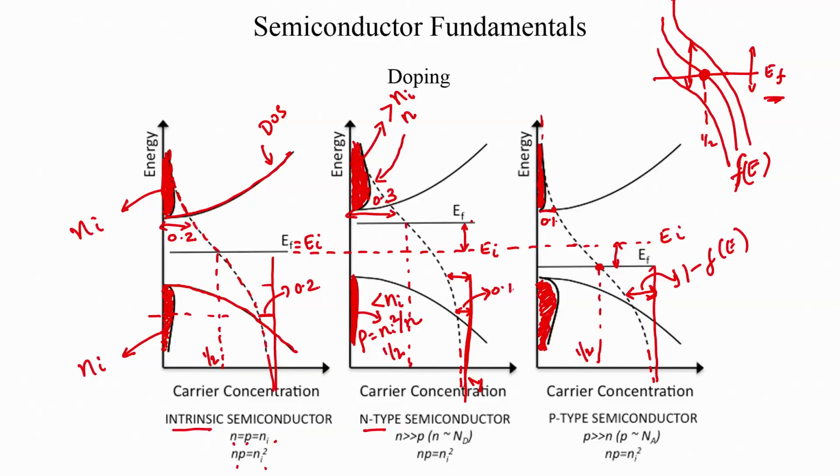So here in case of p type doping, my electron count is going to be less than Ni and the hole count is going to be greater than Ni, and in all cases n into p is equal to Ni square. So if I know my electron count, I can find my hole count as Ni square by n, or if I know my hole count, I can find my electron count as Ni square by p.